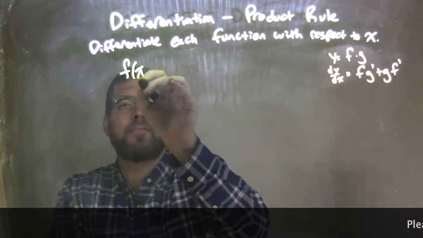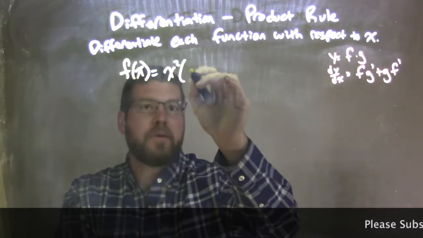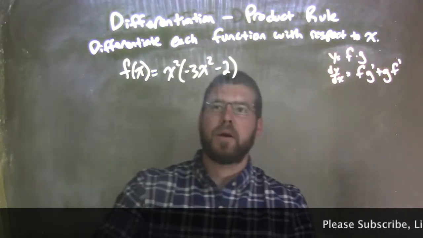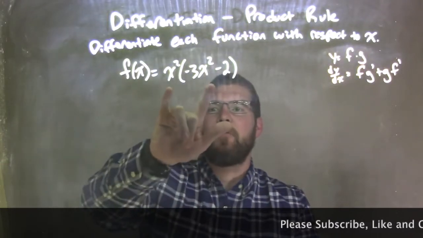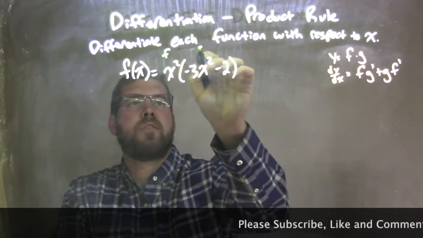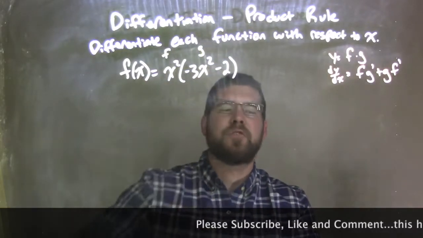F of x is equal to x squared times negative 3x squared minus 2. Okay? Well, if I want to apply the product rule, I need to see that I have my function in two parts. This is f, first part, and this is g. Okay, f being x squared and g being negative 3x squared minus 2.